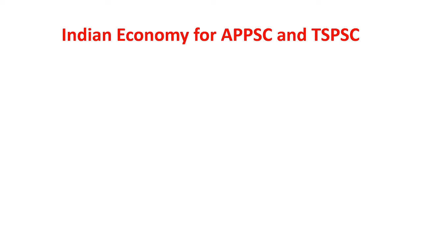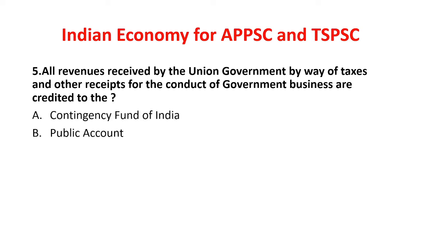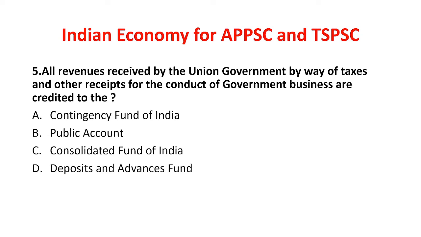Next, all revenues received by the union government by way of tax and other receipts for the conduct of government business are credited to, the options are Contingency Fund of India, Public Account, Consolidated Fund of India, and Deposits and Advances Fund. And the answer is Consolidated Fund of India.